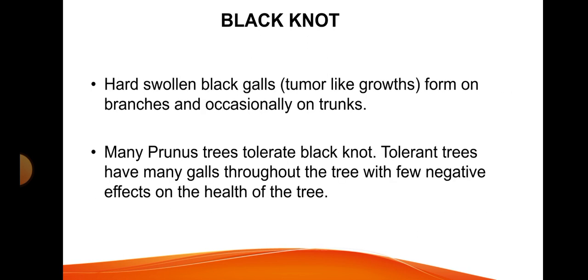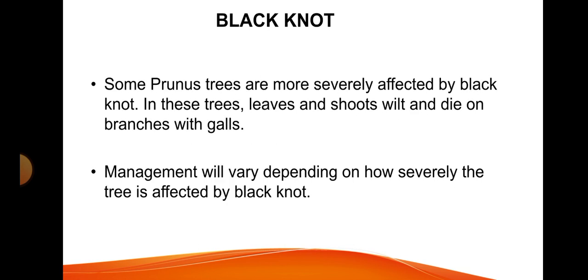Hard, swollen black galls, tumor-like growths, form on branches and occasionally on trunks. Many Prunus trees tolerate black knot. Tolerant trees have many galls throughout the tree with few negative effects on the health of the tree. Some Prunus trees are more severely affected by black knot. In these trees, leaves and shoots wilt and die on branches with galls. Management will vary depending on how severely the tree is affected by black knot.